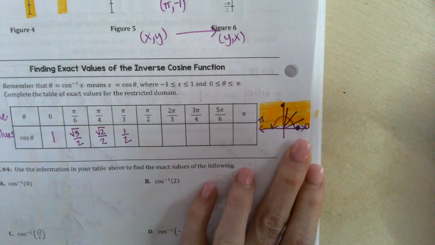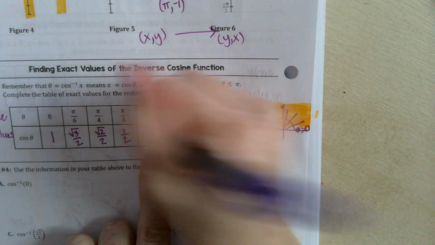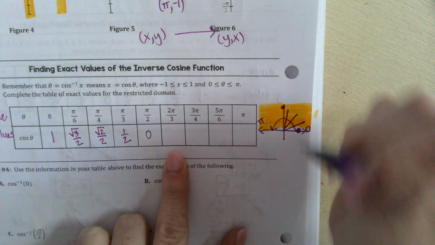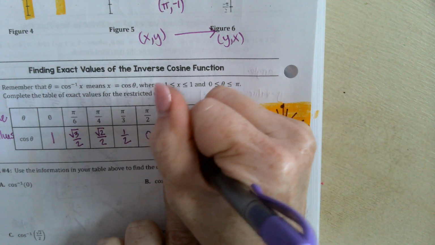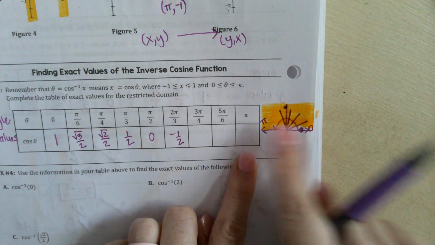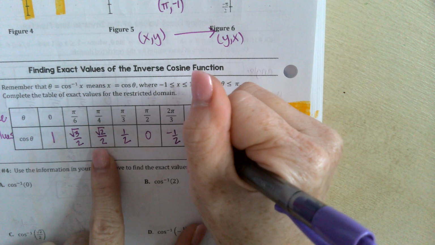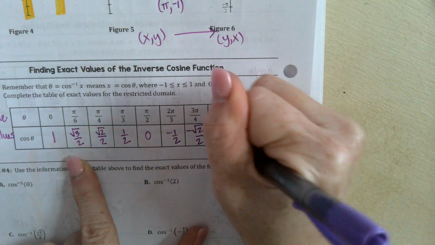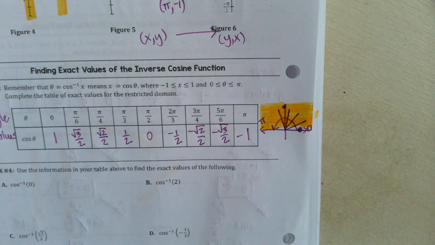What about pi over 2? 0, that's my x coordinate, right? 0, 1. 2 pi over 3. Okay, that's right here. That's negative 1/2. Do y'all see how these are going to be a reflection? So the thing that's going to change is the sign. So this is going to be negative root 2 over 2, negative root 3 over 2, and then negative 1.